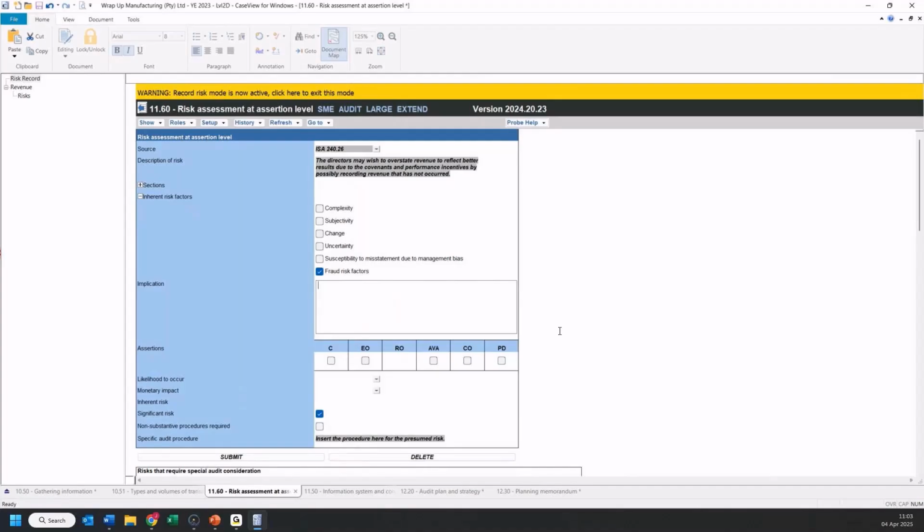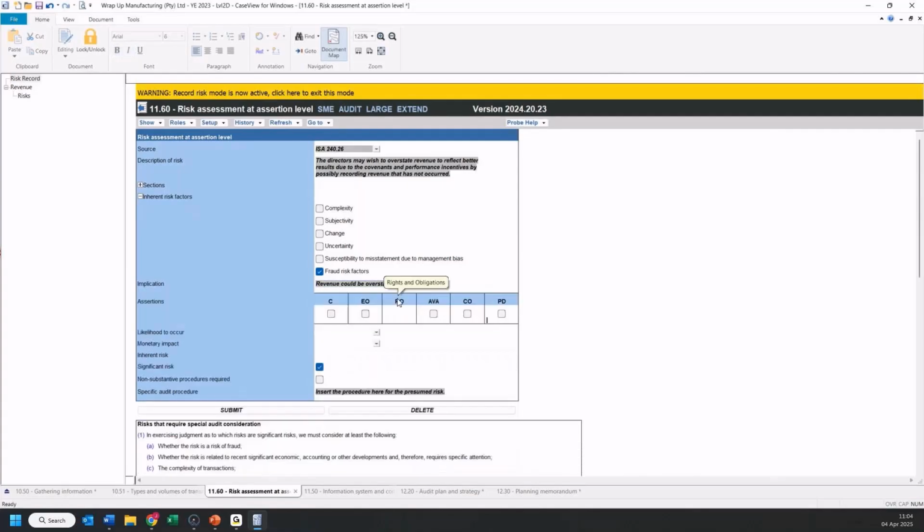So what is the implication? Well, revenue could be overstated. That's as simple as that. What is the assertion? Well, we've already said revenue maybe didn't occur, so we're going to select EO, which is the occurrence assertion for us. And then we're going to do the risk assessment. So we consider what we know about the client, etc. And we are going to then say, what is the likelihood that this could occur?